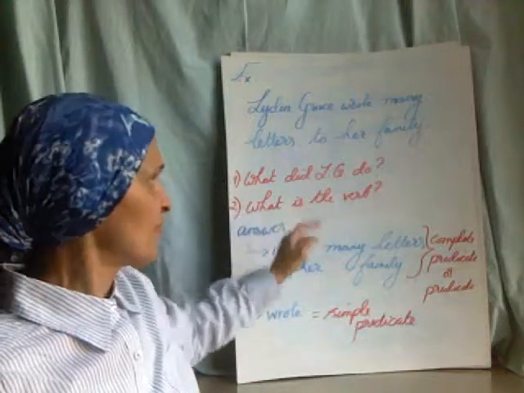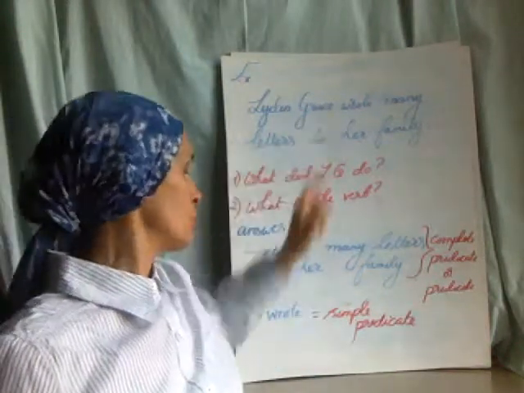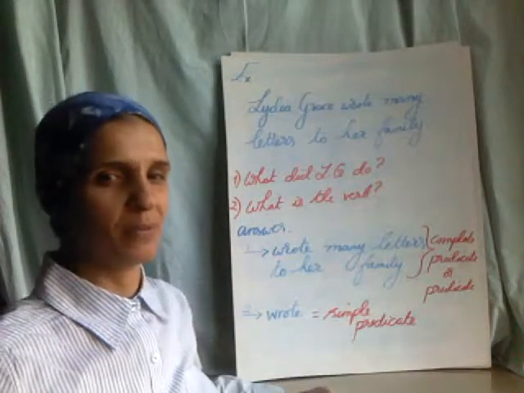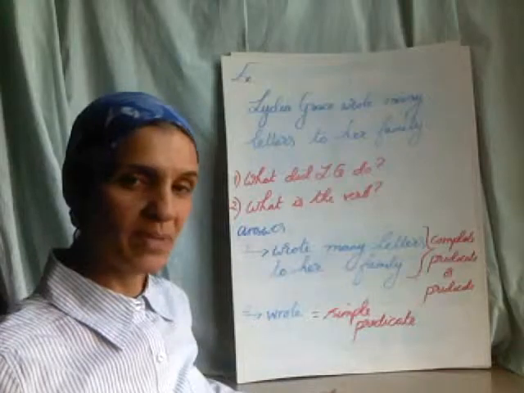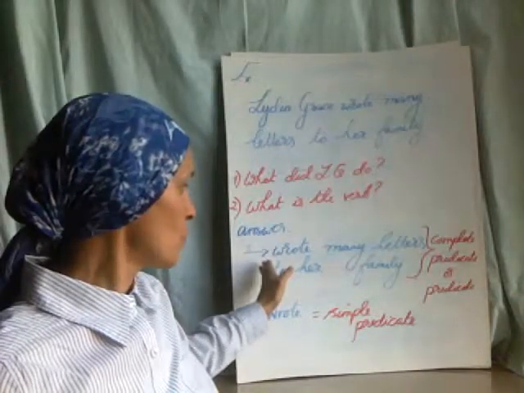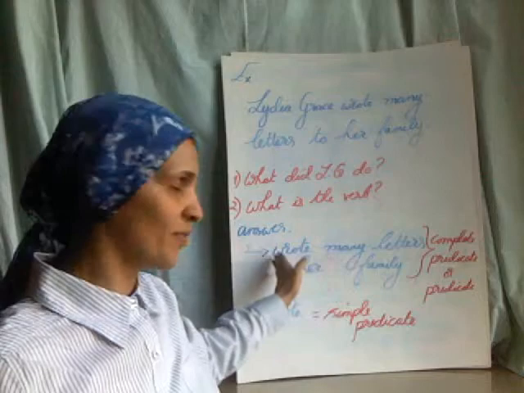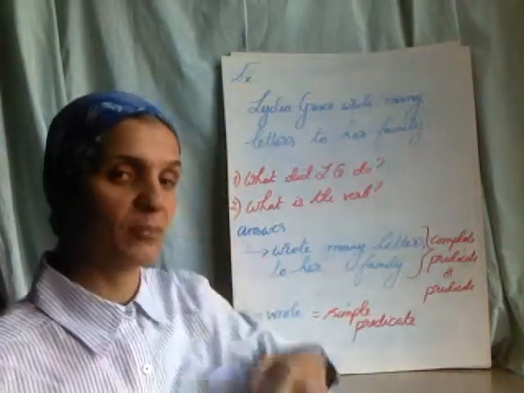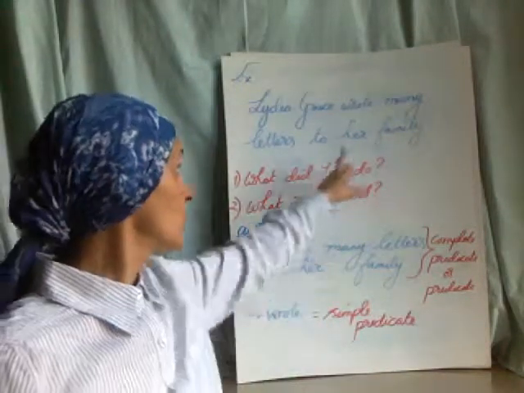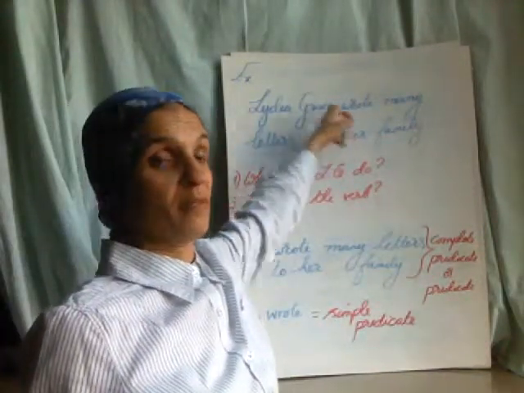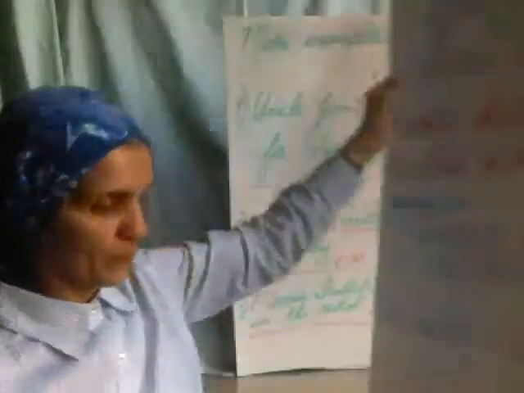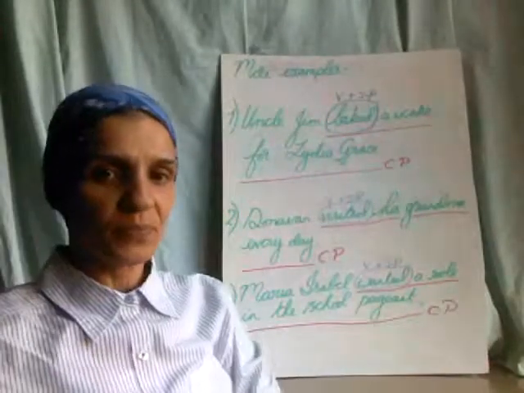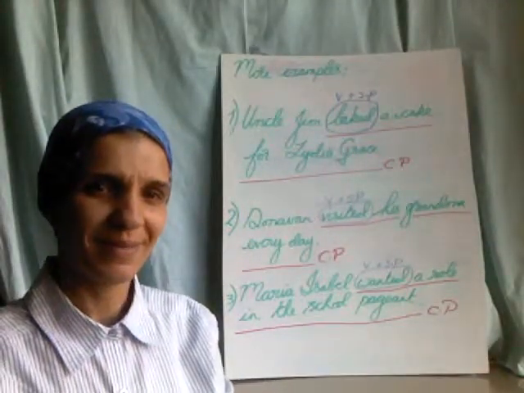And what is the verb? The verb is the word wrote. Okay, wrote, and that is known as the simple predicate. So the complete predicate or the predicate is the whole part of the sentence starting from the verb right until the end mark. Okay, it's telling what the subject is doing, and the simple predicate is only the verb. Okay, the verb or the action word. Okay, now some more examples.